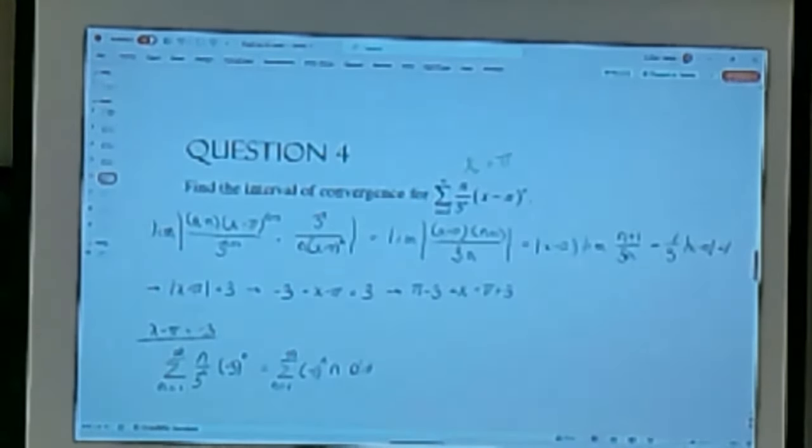Now for the right endpoint. n over 3 to the n times 3 to the n simplifies to what? So just n. And again, we already saw that that diverges. So the interval of convergence is the open interval pi minus 3 to pi plus 3.